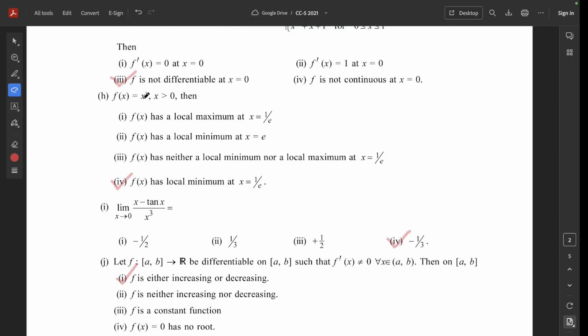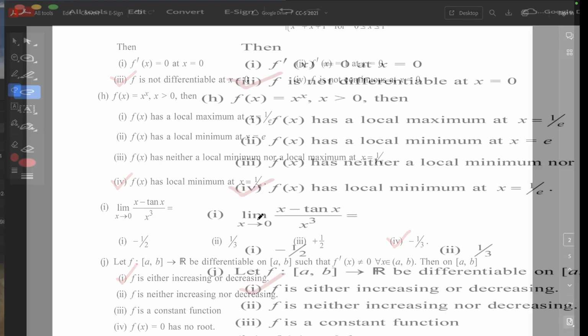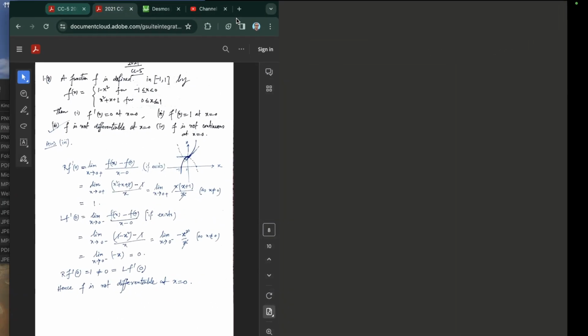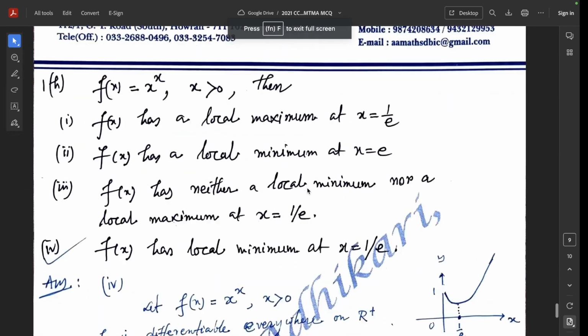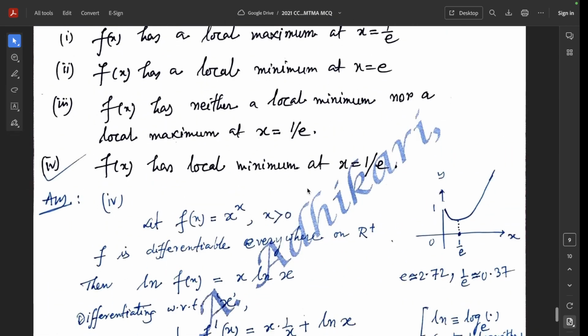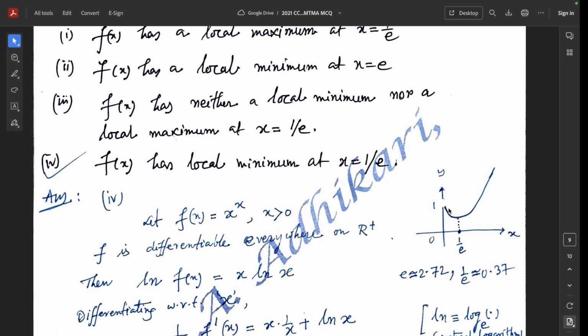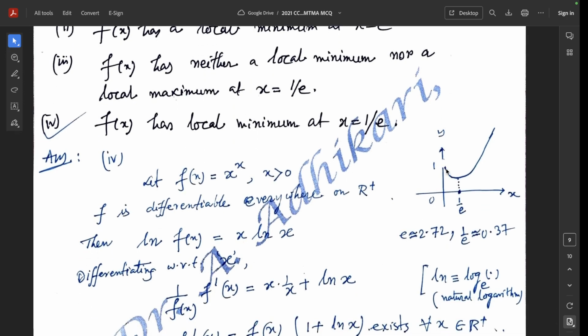Question H: f(x) equal to x to the power x, x greater than or equal to 0. Then the correct option is 4: f(x) has a local minimum at x equal to 1 by e. This is the graph of x to the power x for x greater than 0, from Desmos. We could find that f is differentiable everywhere on R plus, that is, except zero, for positive real numbers.